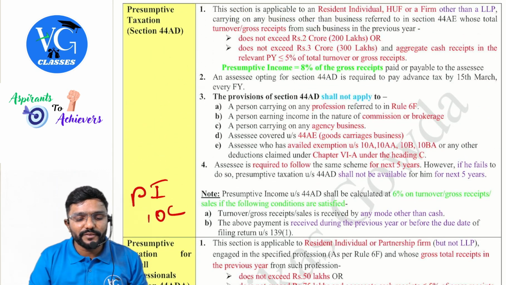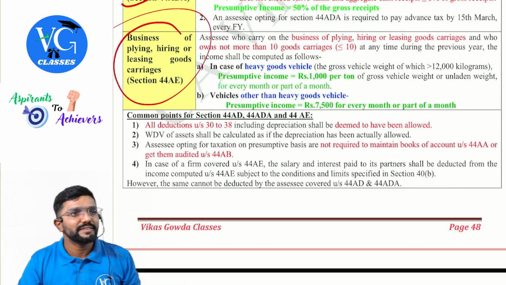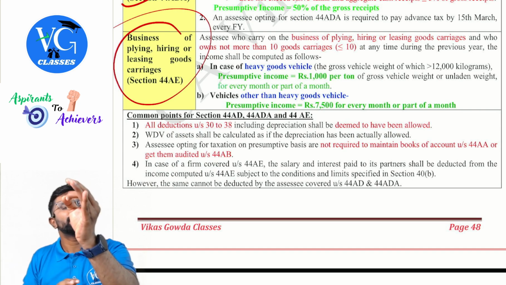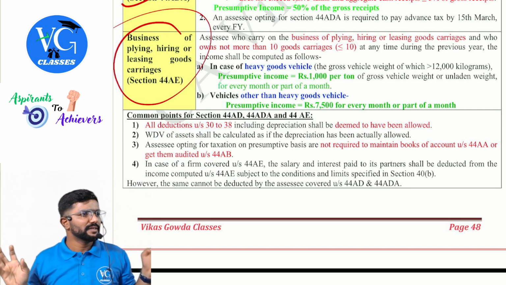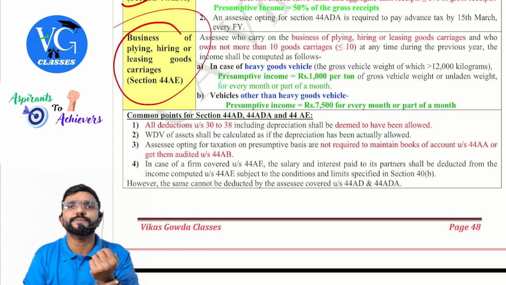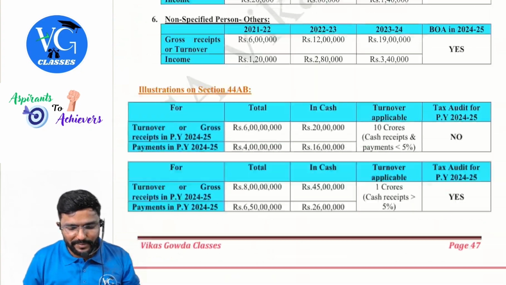This is for which sections? 44AD and 44ADA. Whereas for 44AE, if you say my income is not as per presumptive income, maintain books of accounts and get it audited. Sir, should I check what is my basic exemption limit and all? No, that condition is not there for 44AE. That condition is not there for 44AE, guys. That is what I had kept pending here.